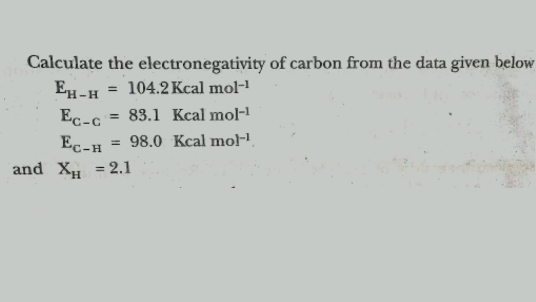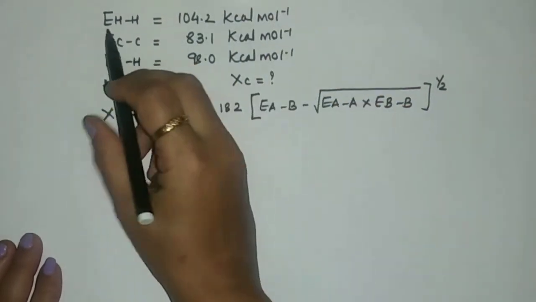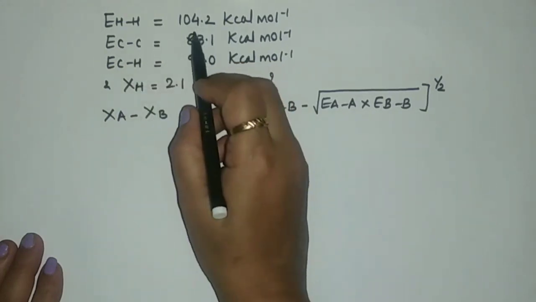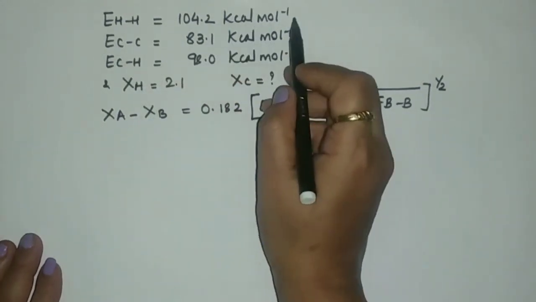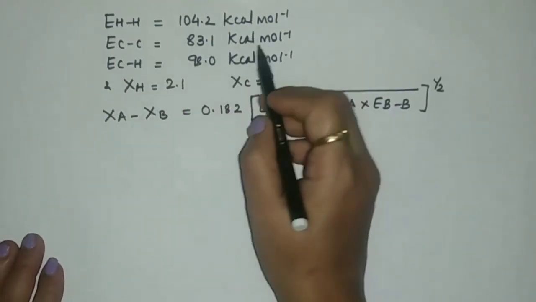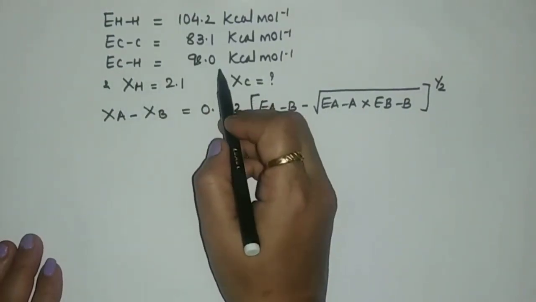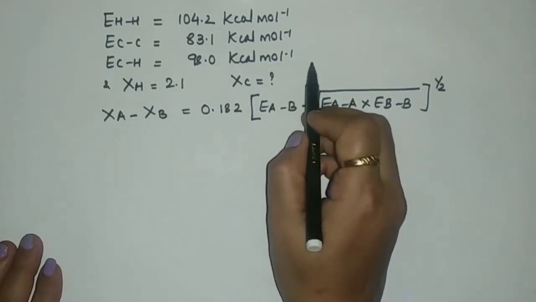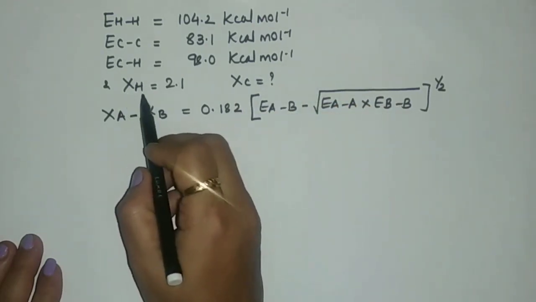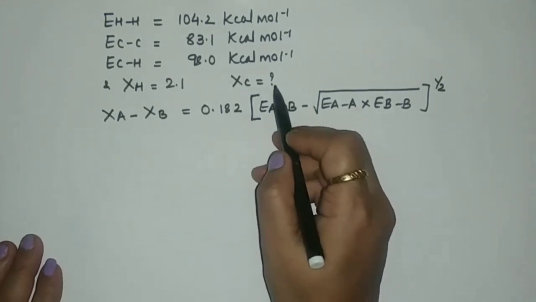So the question over here is, calculate the electronegativity of carbon from the data given below. So students, let us see the given data. Bond dissociation energy of hydrogen is provided as 104.2 kilocalories per mole. Bond dissociation energy of carbon is 83.1 kilocalories per mole. Bond dissociation energy of carbon-hydrogen is 98.0 kilocalories per mole. And the provided electronegativity of hydrogen is 2.1. So we need to calculate the electronegativity of carbon.